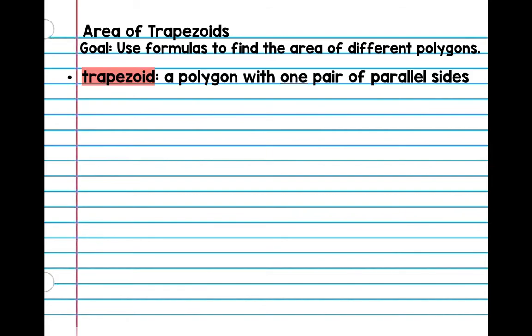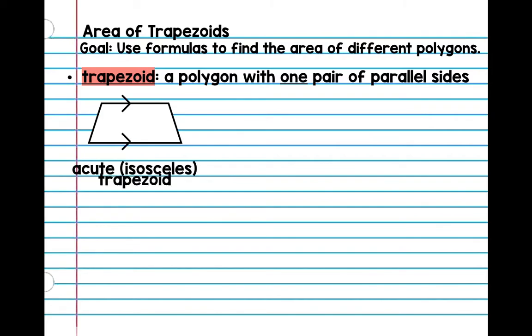Okay, so let's go ahead and grab your notebook. As we discussed, a trapezoid has one pair of parallel sides, and we're going to learn about two today. So this first one is the most basic one. We call this an acute or an isosceles trapezoid. And that just means that it has two angles that are adjacent to each other, and they are acute. So they are both less than 90 degrees.